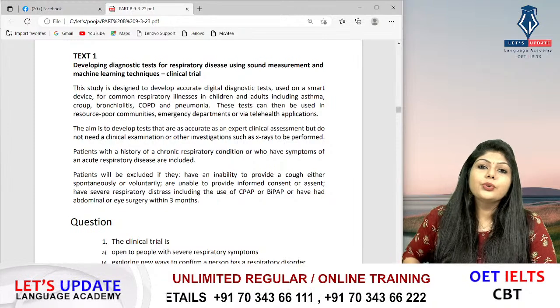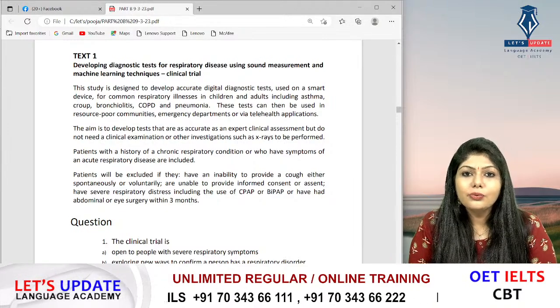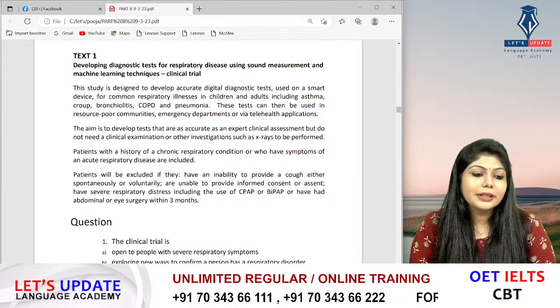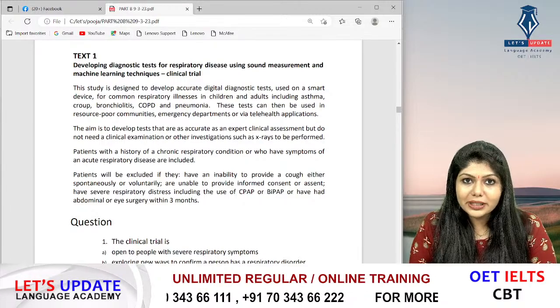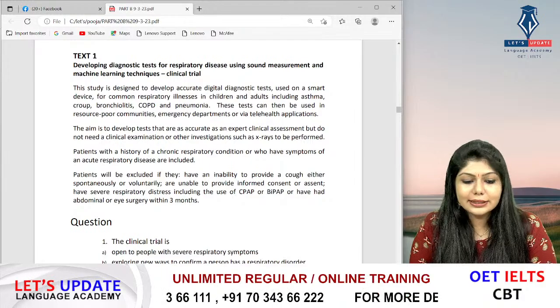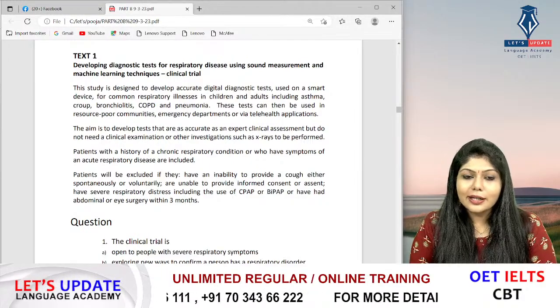For those of you who have joined late, we are currently having the reading module discussion of Part B, and I've given you a minute to go through the extract and come up with your answers.